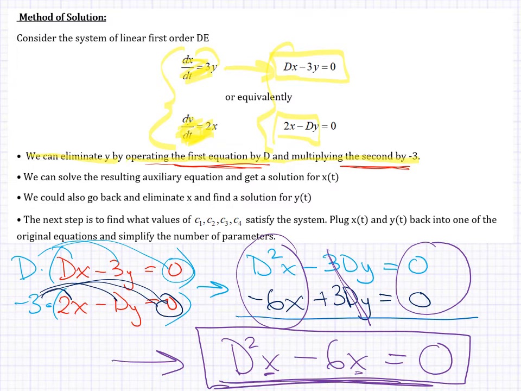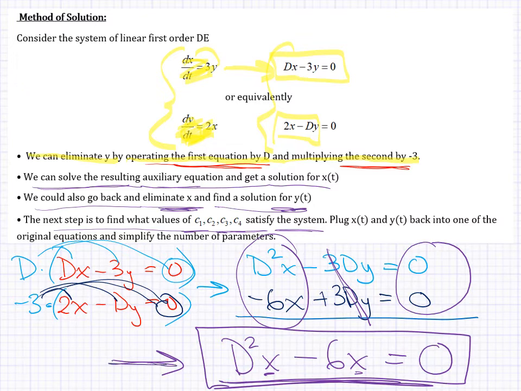What I'm going to do is solve the resulting equation and get x of t as my solution. Then I can go back to the original system and, instead of eliminating y, eliminate x, and then I'll find y of t. Once we have that, the only thing left to do is to find what our constants would have to be in order to satisfy the system. We'll talk about that after we get through these first couple of steps. So let's figure out what x is, then we'll solve for y, and then we'll talk about these constants.